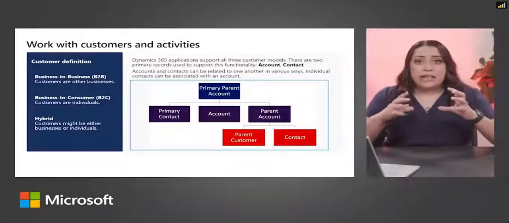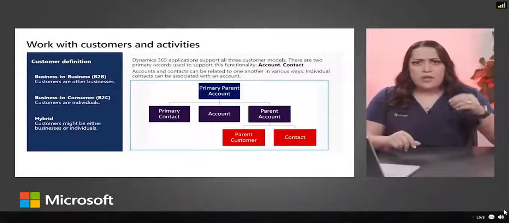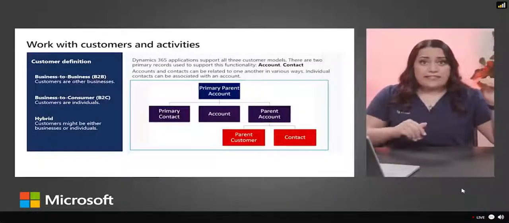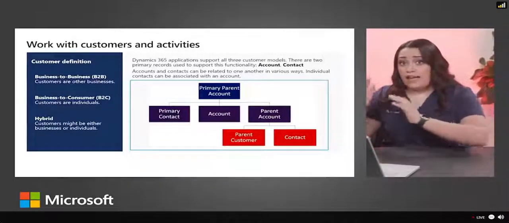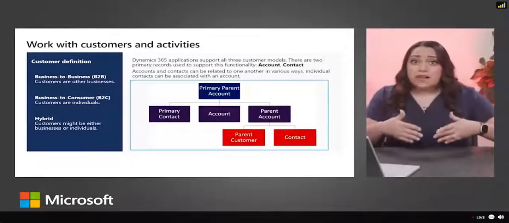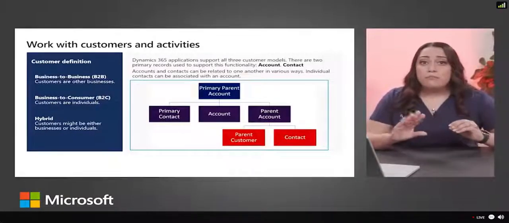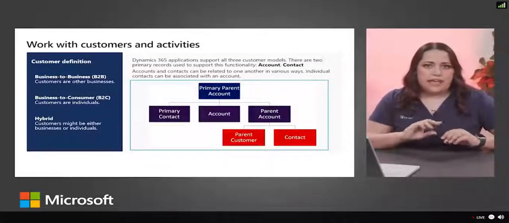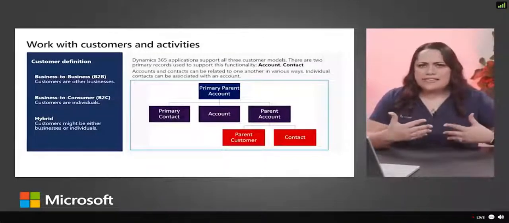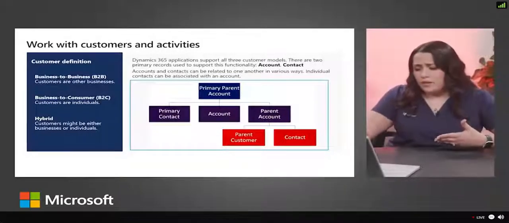But these accounts and contacts can be tied to one another in a few different ways. You can have what we call parent accounts that have a number of different accounts underneath it. And then accounts and parent accounts can both have contacts associated with them. Now, while an account might have multiple contacts, it's likely that you're going to have one primary contact. And that primary contact is that person at the organization that you're usually working with.